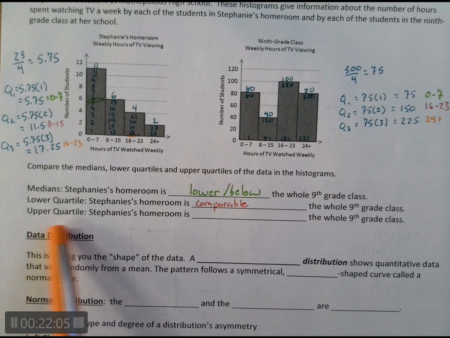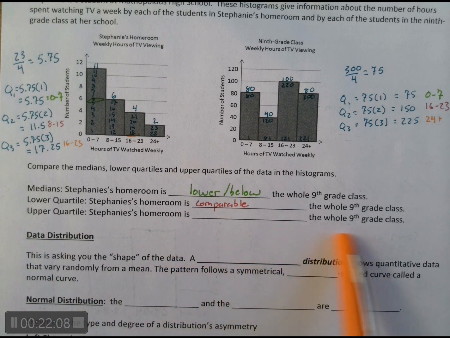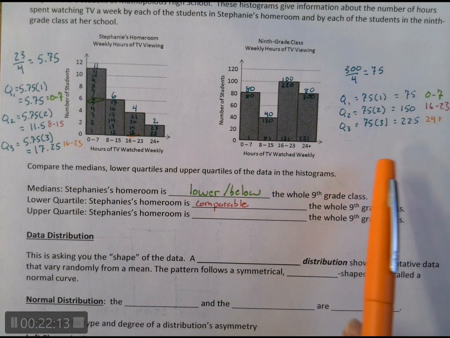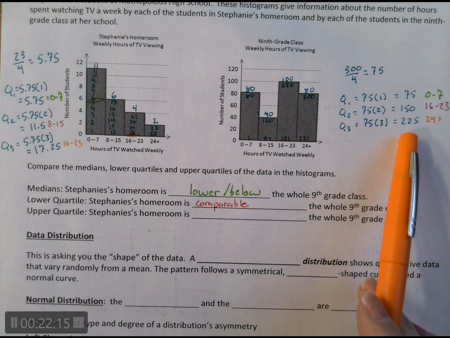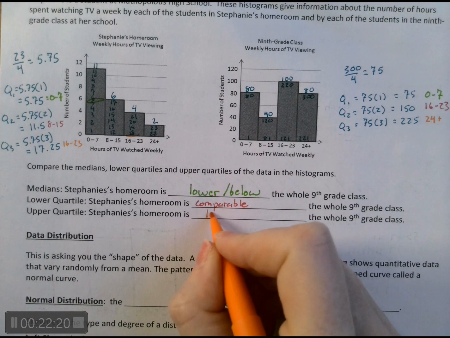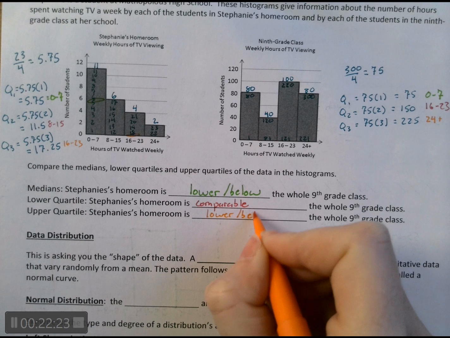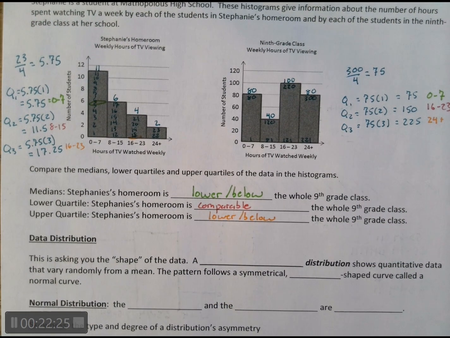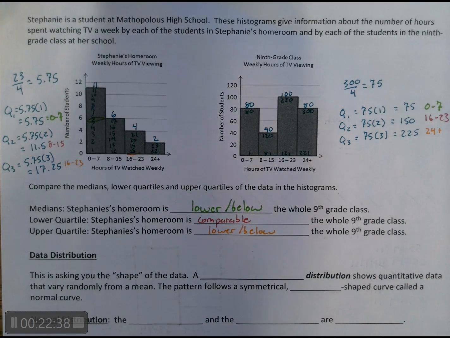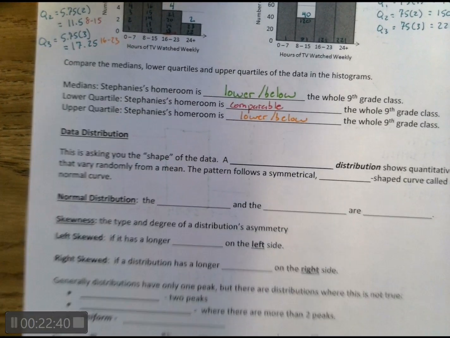Alright, and then for upper quartile, Stephanie's homeroom is blank the whole 9th grade class. Well, hers was 16 to 23, and the whole 9th grade was 24 plus. Therefore, once again, her homeroom was lower or below the whole 9th grade class. And congratulations, you just compared 2 histograms. Alright? So that's pretty much how you're going to be asked to compare histograms. Alright? So, let's move on.